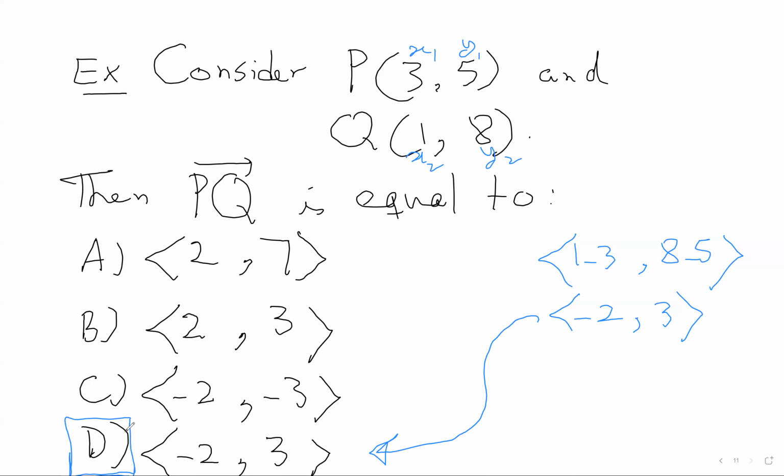So the advantage of this notation is that this is a vector connecting the origin to the point (-2, 3). And that vector is equal to the vector that connects the initial point (3, 5) to the terminal point (1, 8).